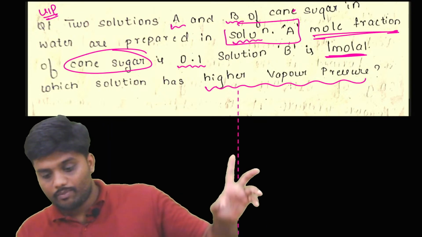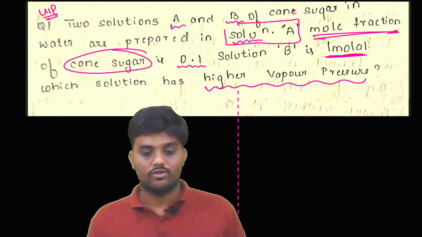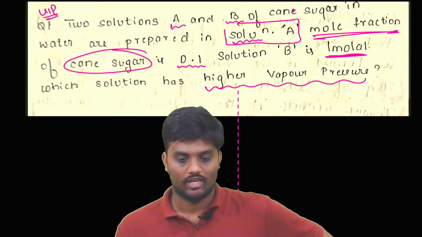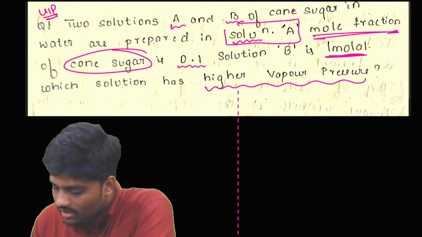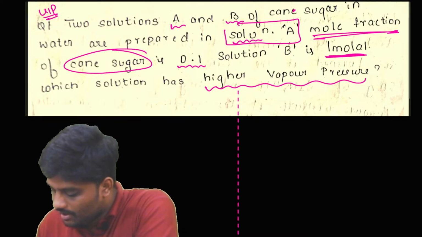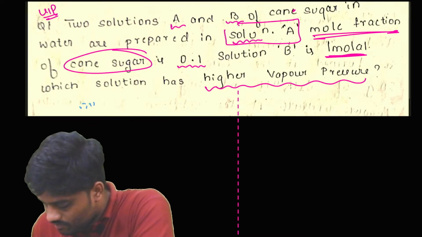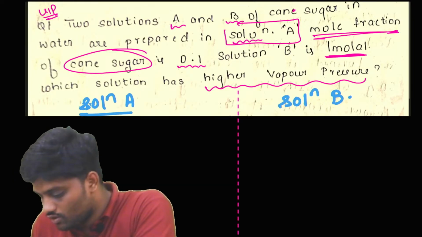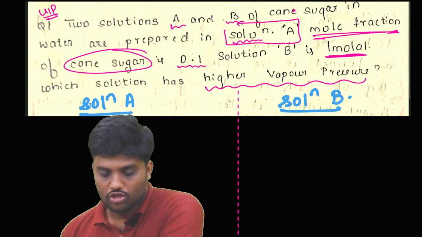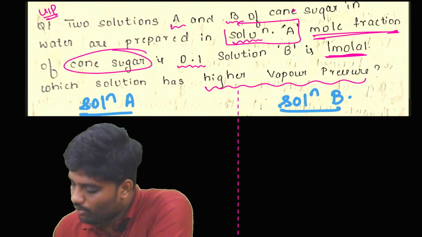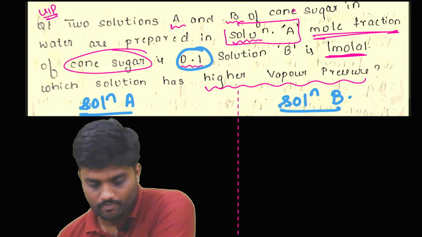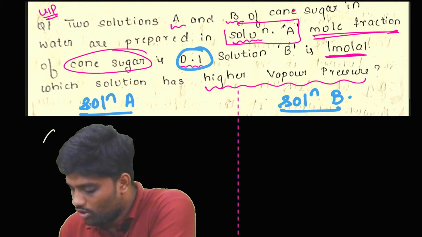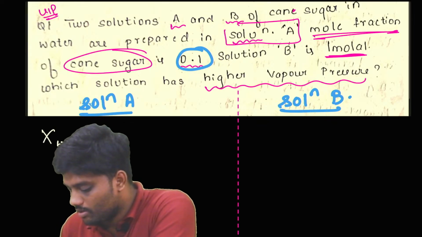Which is having higher vapor pressure? The vapor pressure is directly proportional to the mole fraction of the solvent. So when we talk with respect to solution A, and here I will talk with respect to solution B. In solution A they said 0.1 is the mole fraction, indirectly they are saying mole fraction of the water is equal to 0.9.